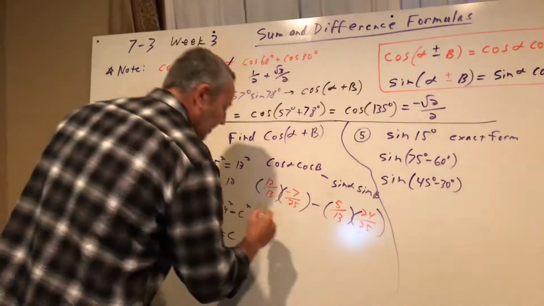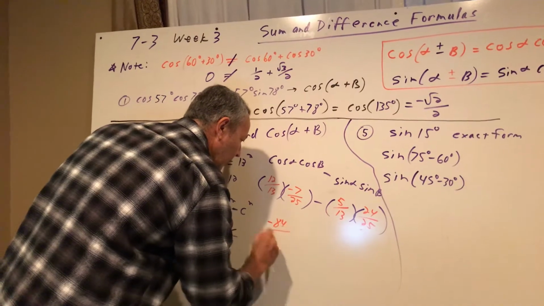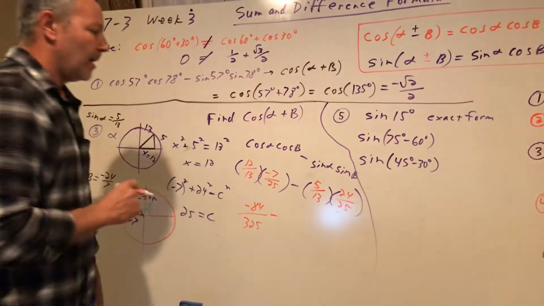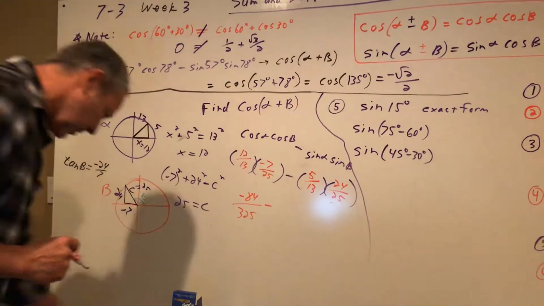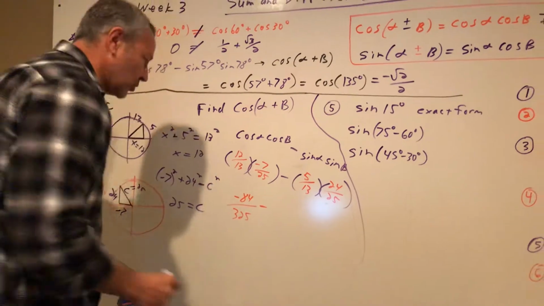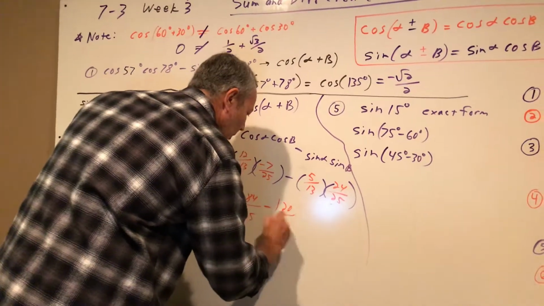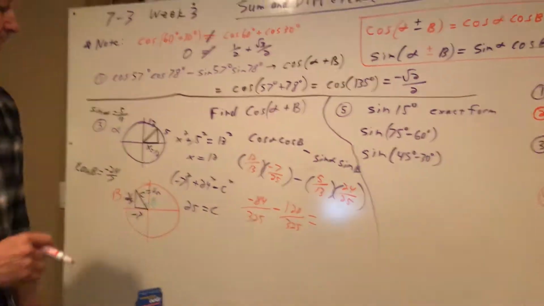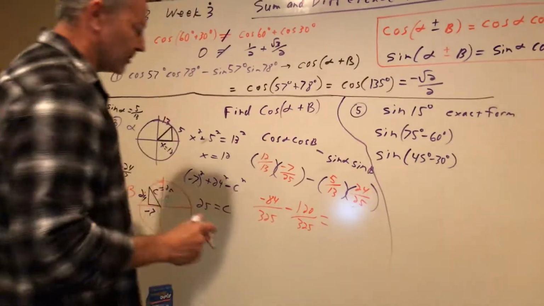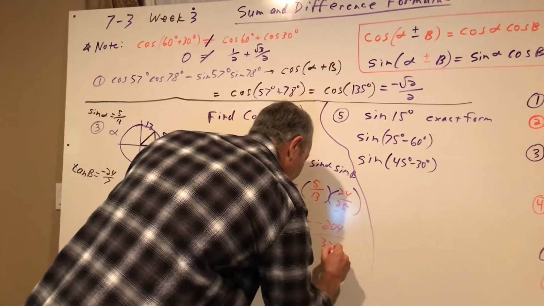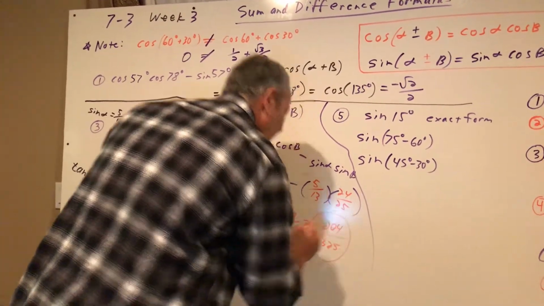12 times 7, that's going to be negative 84 over 325, I believe, minus 5 times 24. Think of what that value is there. That is 120. 120 over 325, and then I just have to do this math. They're both minus, so I'm going to join them together. That's negative 204 over 325. That's my answer right there.